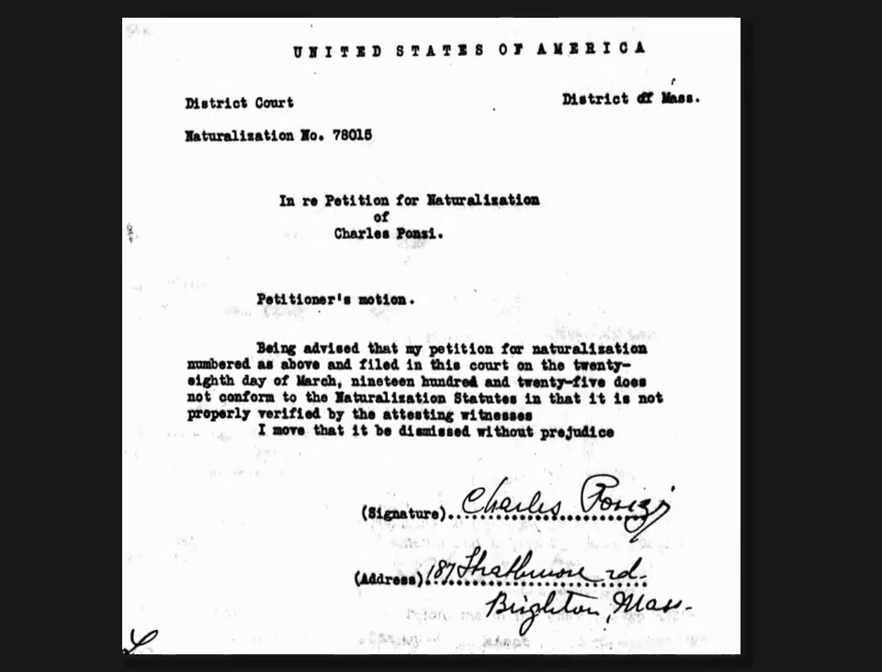But then, suddenly, he told the court he wanted to withdraw his application. So here is his petitioner's motion. "Being advised that my petition for naturalization, numbered as above, and filed in this court on the 28th day of March, 1925, does not conform to the naturalization statutes in that it is not properly verified by the attesting witnesses. Not properly verified. I move that it be dismissed without prejudice."